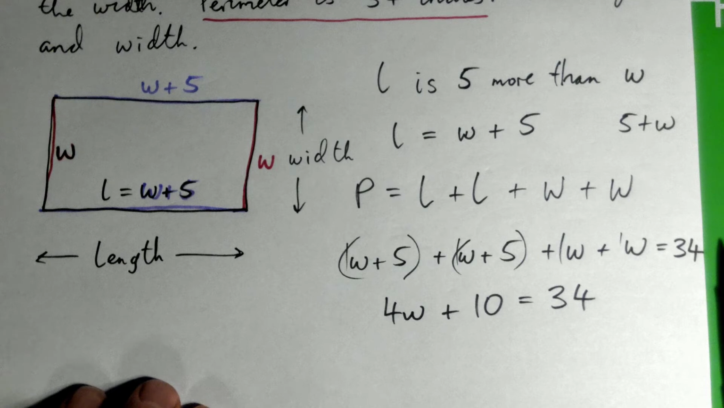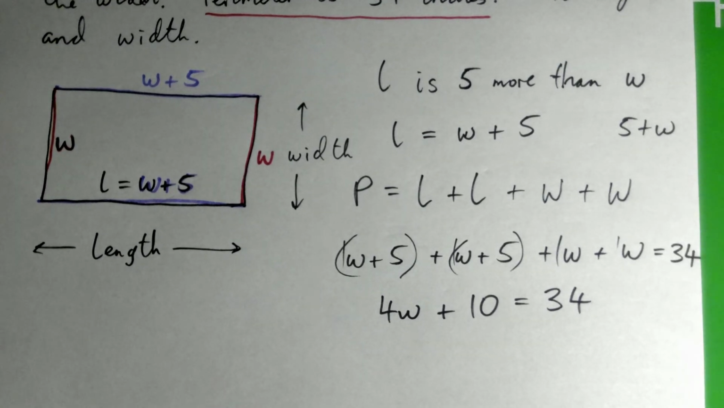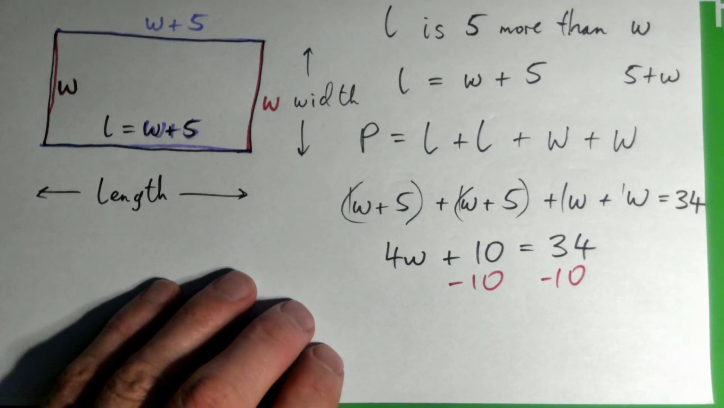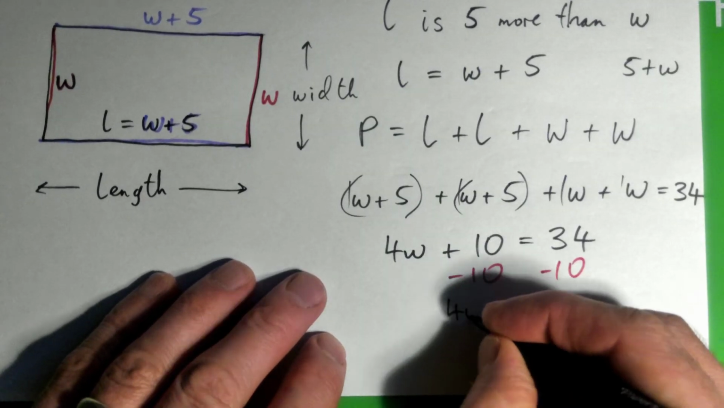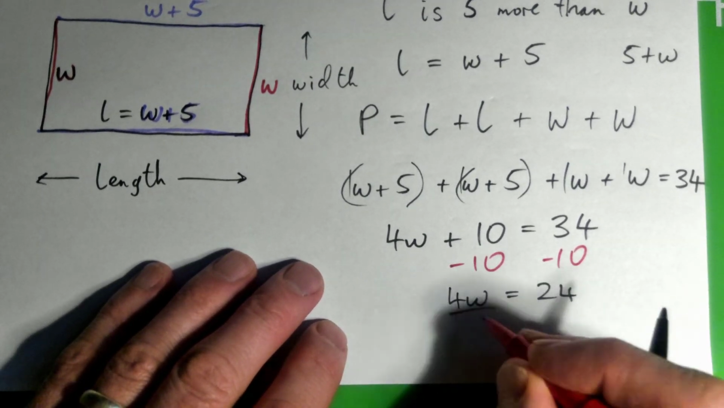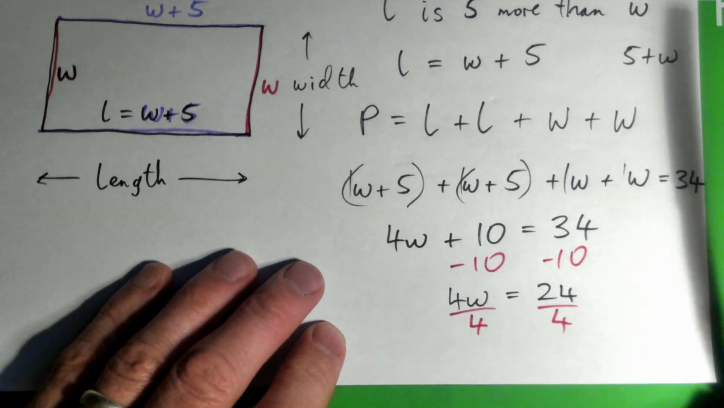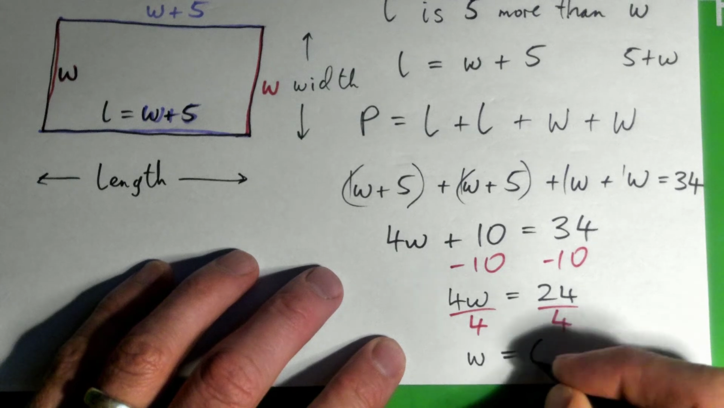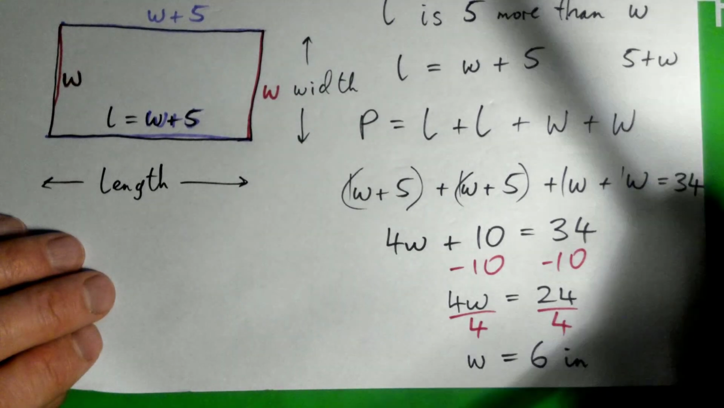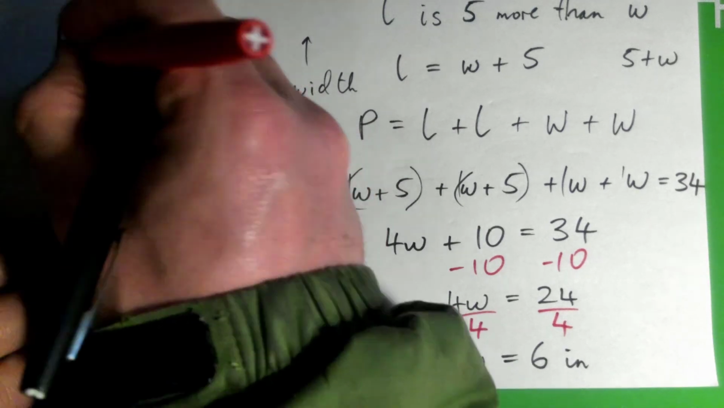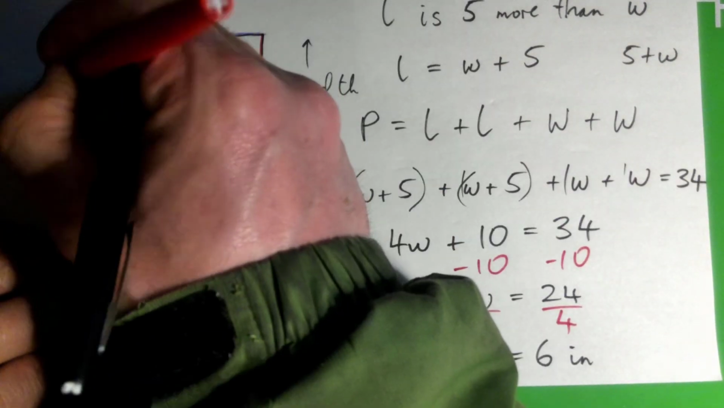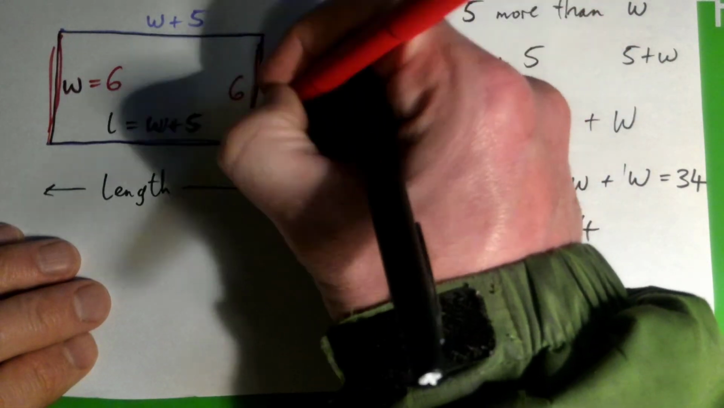Yeah. So we subtract 10 from both sides, and we get 4W equals 24. And then it's 4 times W. So divide by 4 on both sides, and W equals 6 inches. So we've got the width. That's great. The width is 6 inches. So that's 6, and that's 6. But the whole thing is 34. So now we need the length.